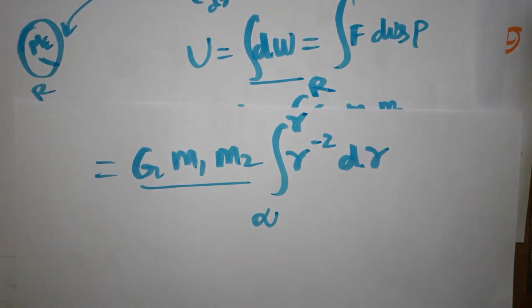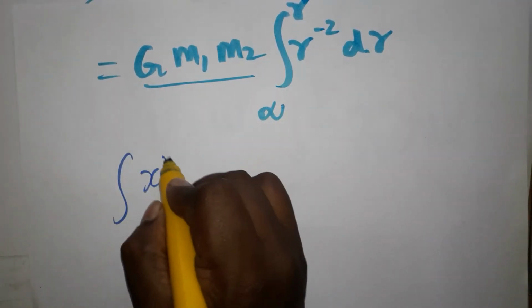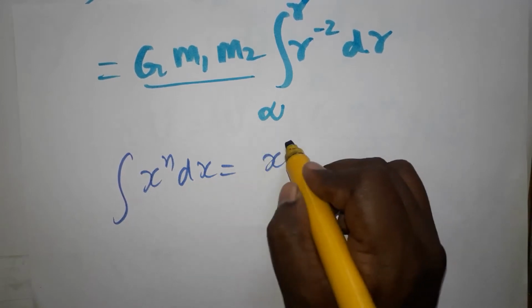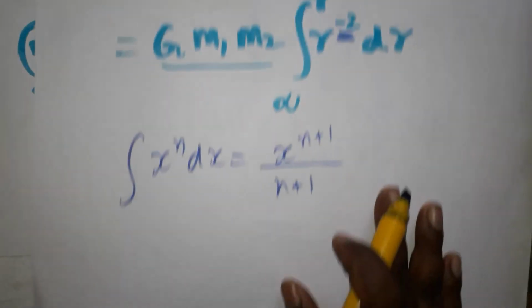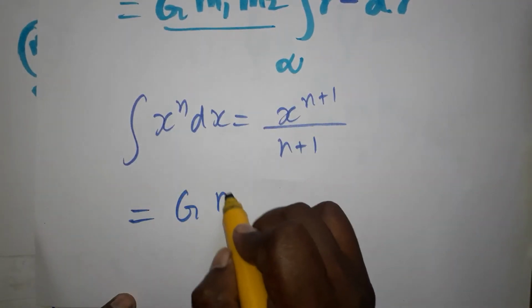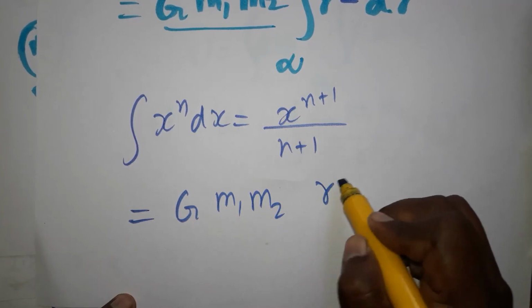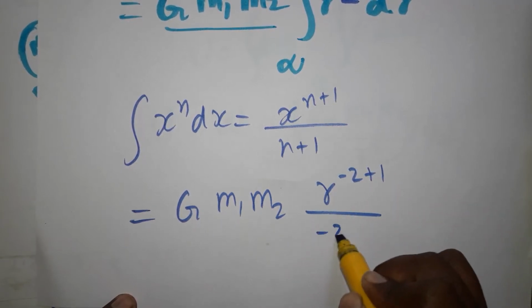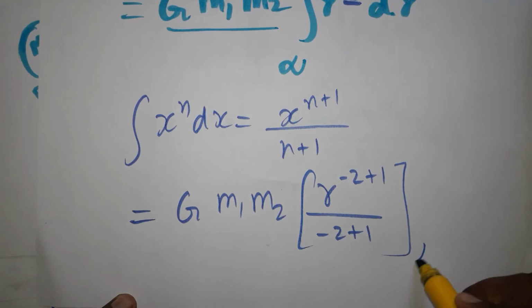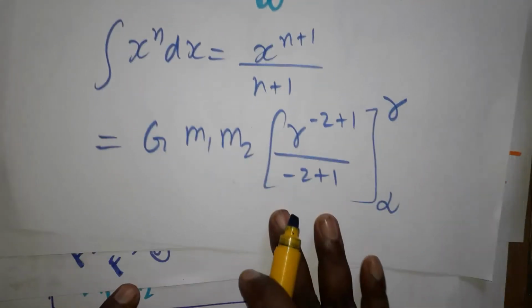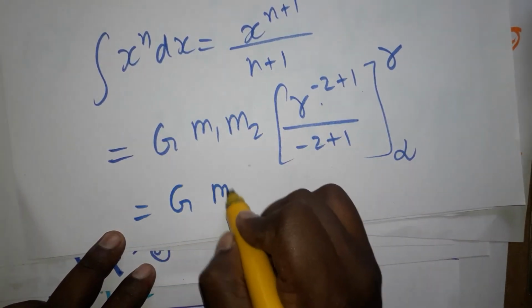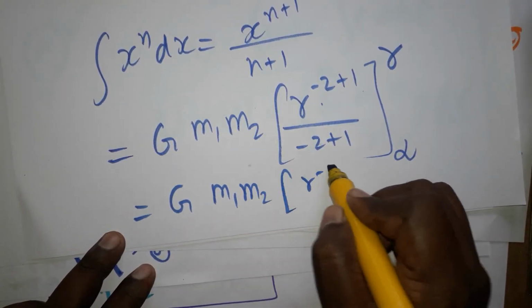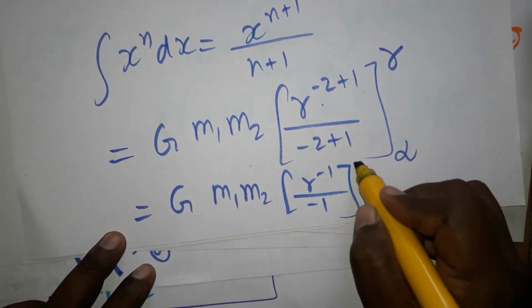The integration formula: the integral of x^n dx is x^(n+1) divided by n+1. Very simple. Here n is minus 2, so it is equal to G times m1 m2 times r^(minus 2 plus 1) divided by (minus 2 plus 1), with limits from infinity to r. Minus 2 plus 1 is minus 1. So G times m1 m2 times r^(minus 1) divided by minus 1, from infinity to r.